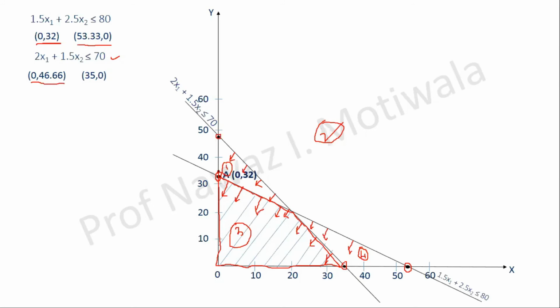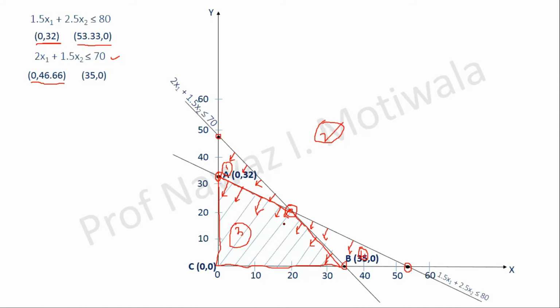My first point is this A, that is 0, 32. We have already plotted that point. Second point is this B, that is 35, 0. Third point on the region is 0, 0, that is the origin. And the fourth point on the region is this one, the intersection of both the equations.